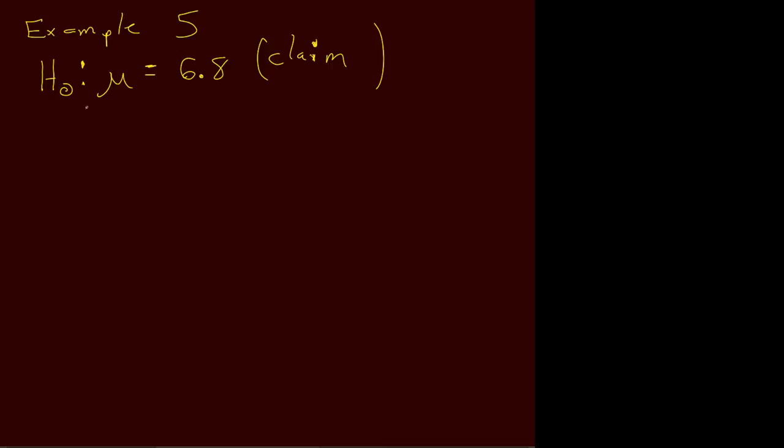Now, our alternative hypothesis is the complement of this. And so that's that the population average is not 6.8. All right, that's not too bad. And what was our level of significance? Reading that back, it said we want a level of significance of 0.05. So alpha is equal to 0.05. We ran the experiment and our X bar was 6.7.